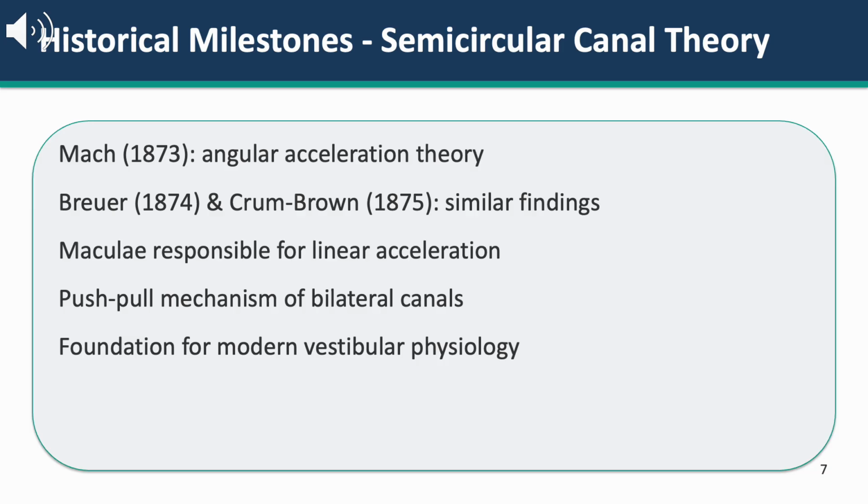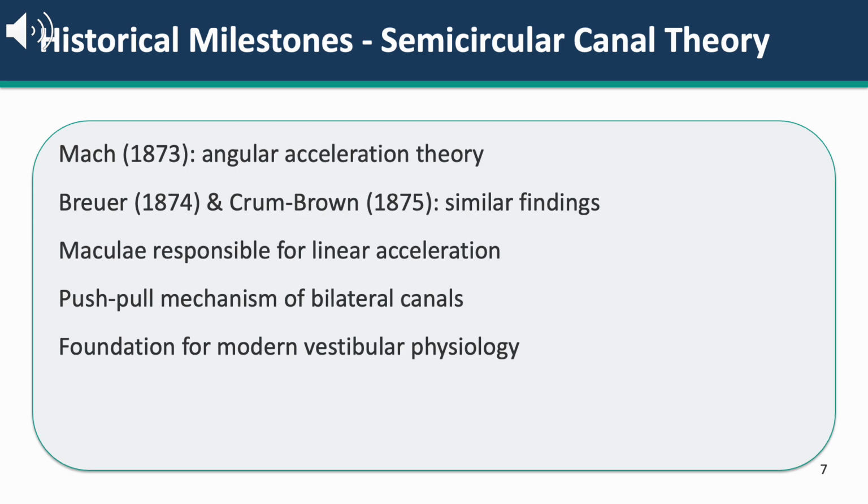In the 1870s, considerable progress was made in understanding the function of the peripheral vestibular system. Austrian physicist Ernst Mach proposed in 1873 that a change in speed of rotation, that is angular acceleration, would produce pressures within the semicircular ducts that would vary in intensity as a function of the components of rotation in the planes of the respective canals.